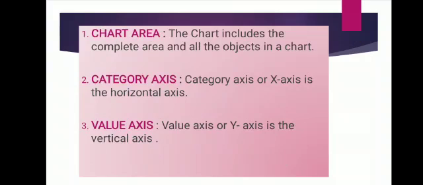Third one is value axis. Value axis or y-axis. It is the vertical axis and is used to plot the values. Now the difference between category and value axis is that on the x-axis we plot the subject of analysis, and on the y-axis we plot the values. Okay.